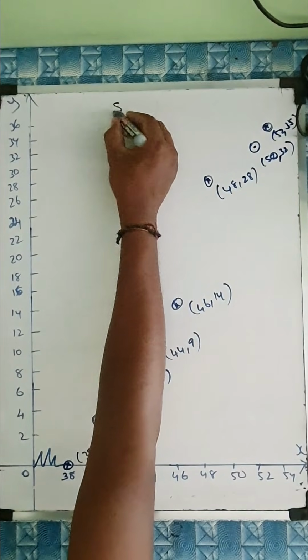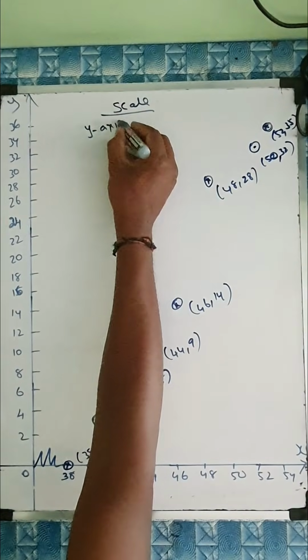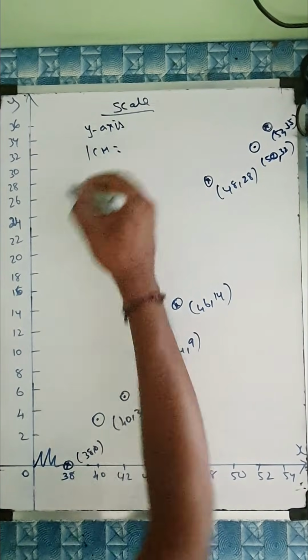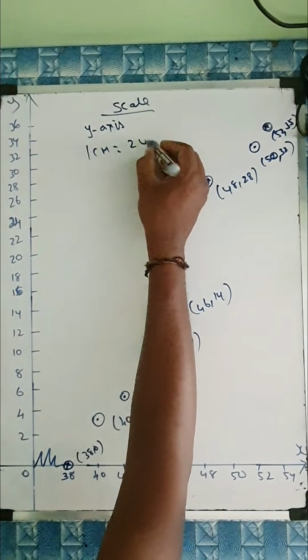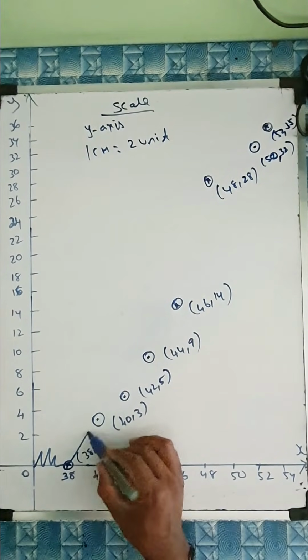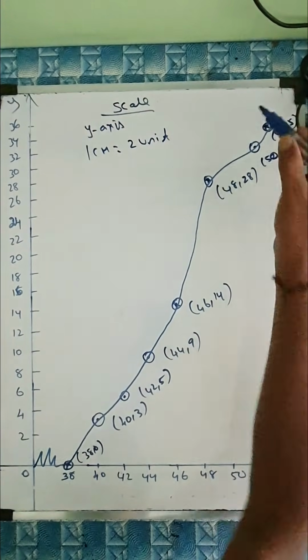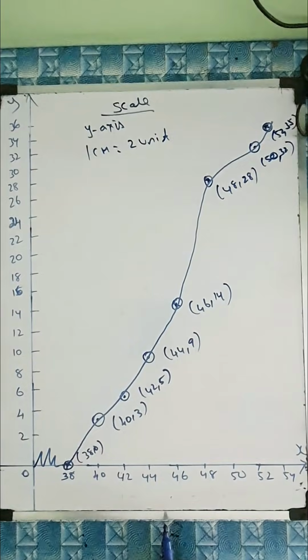On the top you write the scale: on the y axis, 1 centimeter is, we are taking 2, 4, 6, 8, so we'll take 2 units. Now we'll join the points. This is the less than type ogive. So that is over.